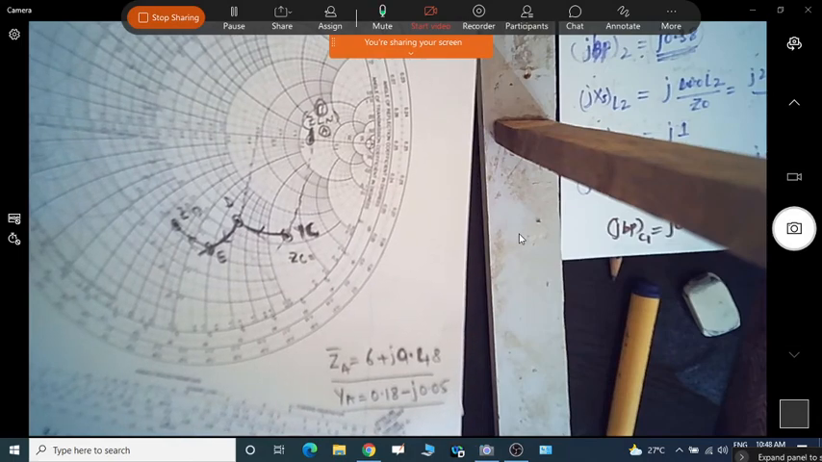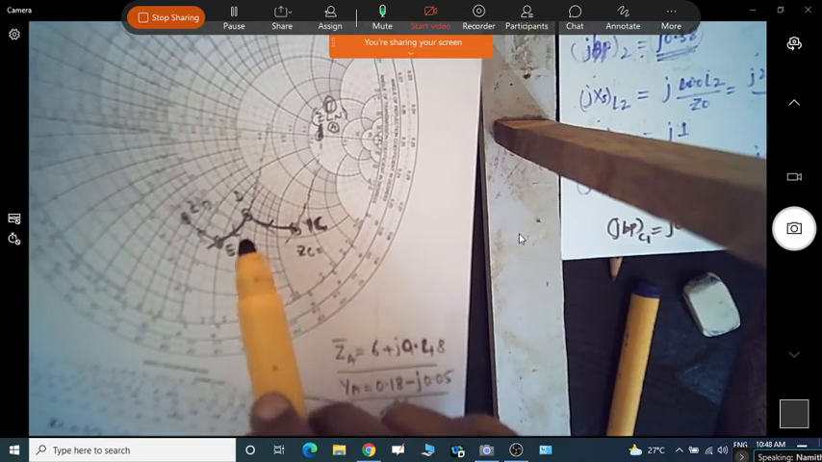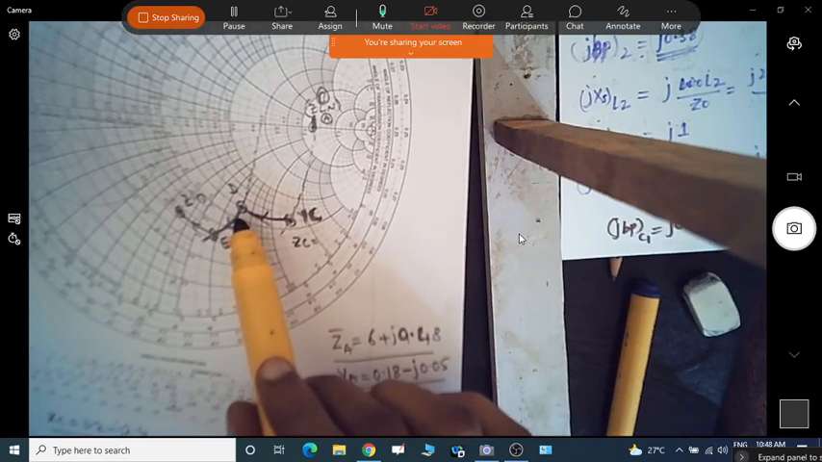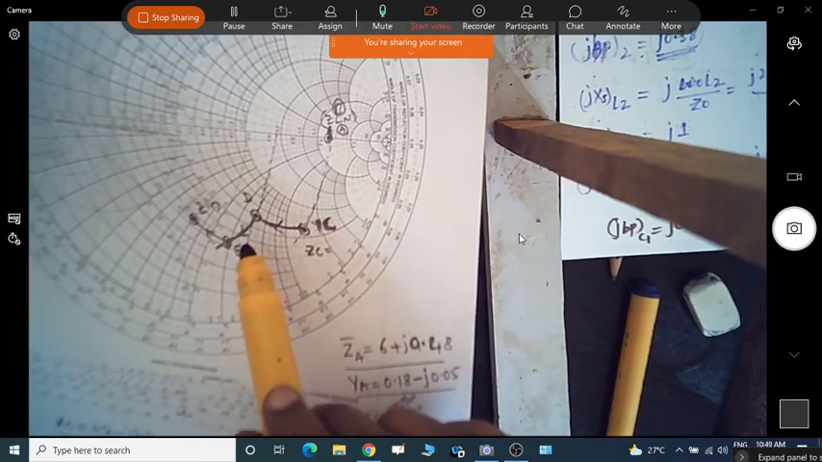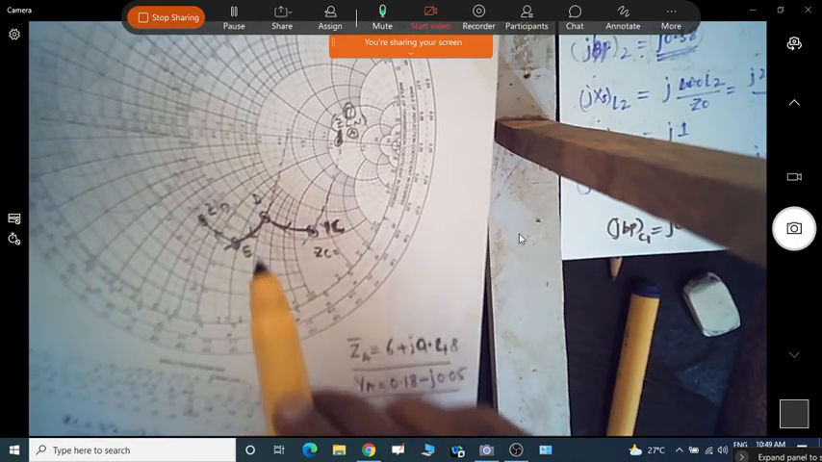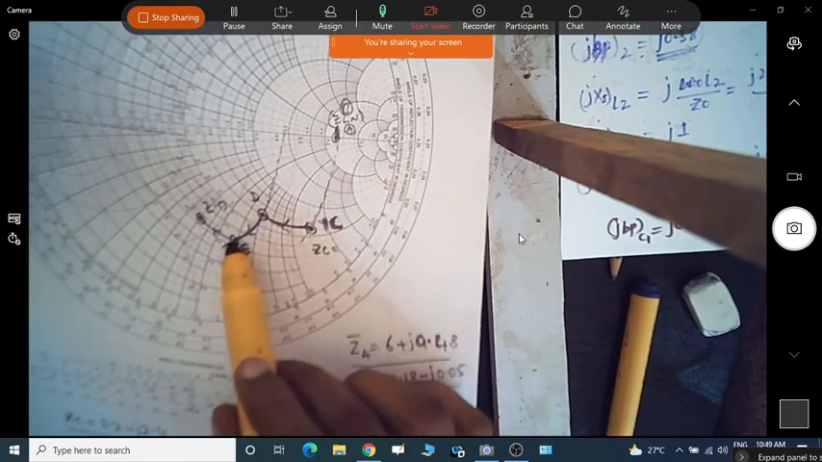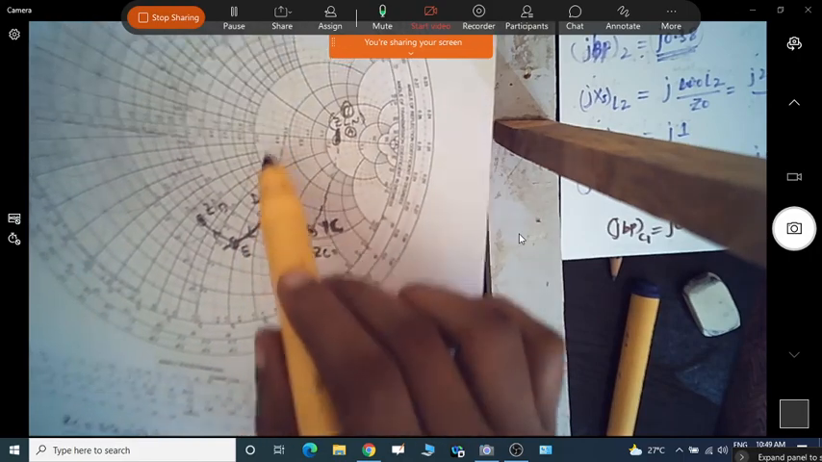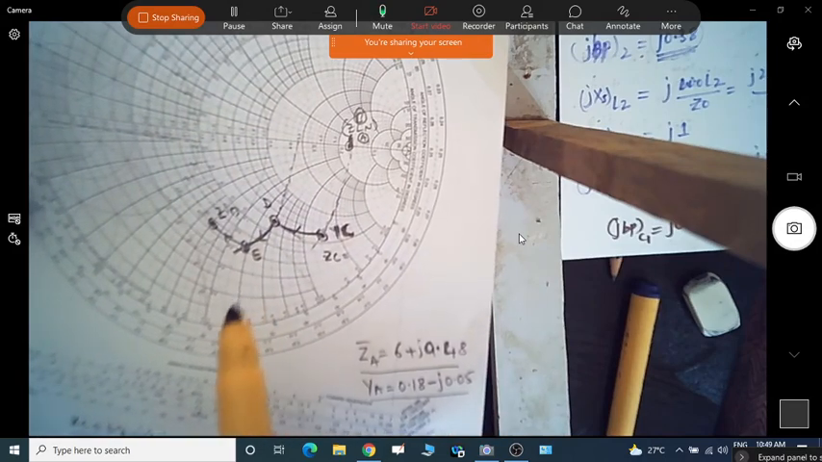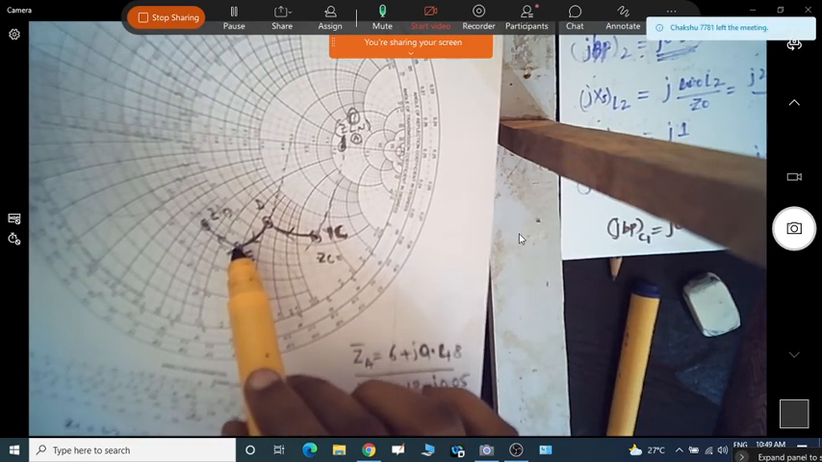For point D, after adding the inductor L2, we find out the impedance. Then after that, we need to add the capacitance C1 susceptance. At point D itself, we need to find out the admittance value. After finding out the admittance value, we add this much susceptance of the capacitor C1, and we move on the constant conductance circle downwards. Why? Because it is a shunt capacitance.